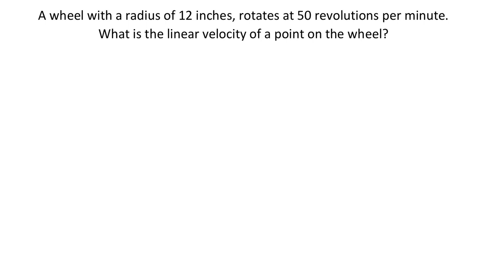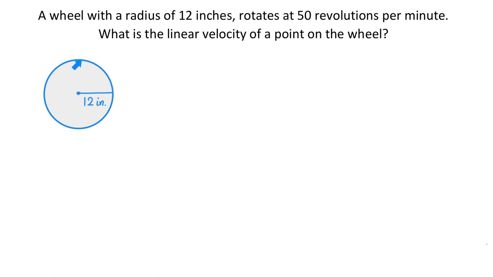In this video, we will solve the following problem. A wheel with a radius of 12 inches rotates at 50 revolutions per minute. What is the linear velocity of a point on the wheel? In this figure, we have a circle that represents a wheel with a radius of 12 inches.